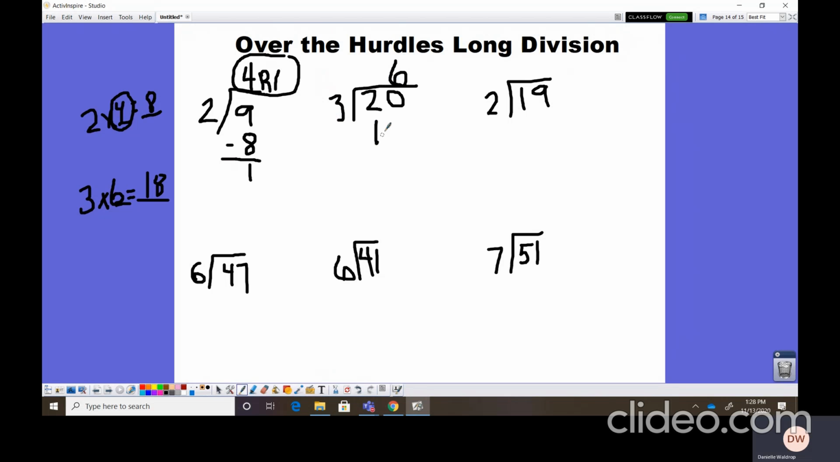3 times 6 is 18. So I'm going to line it up under my 20. And remember, you're going to set up a subtraction problem. So it's 20 minus 18.